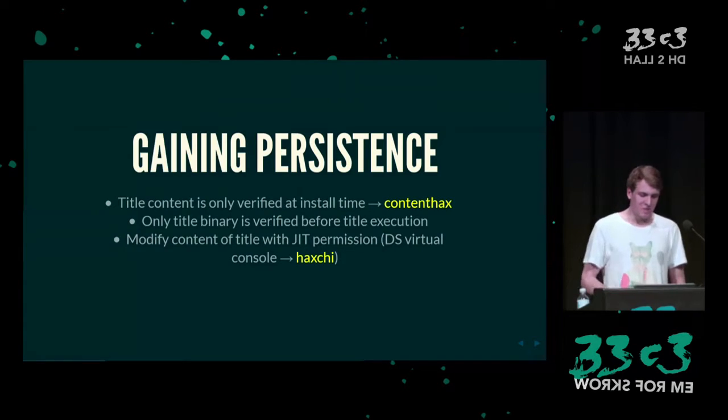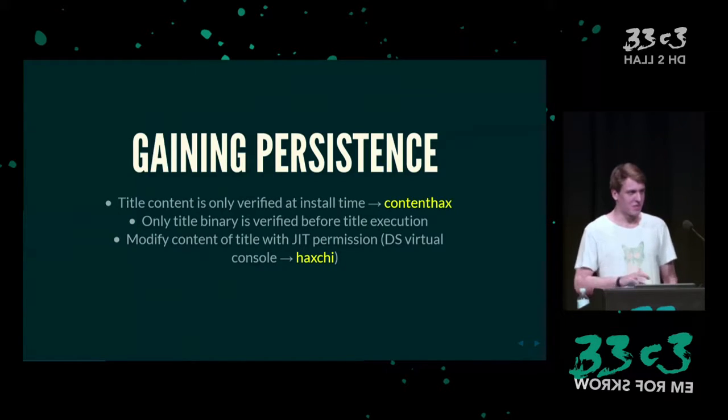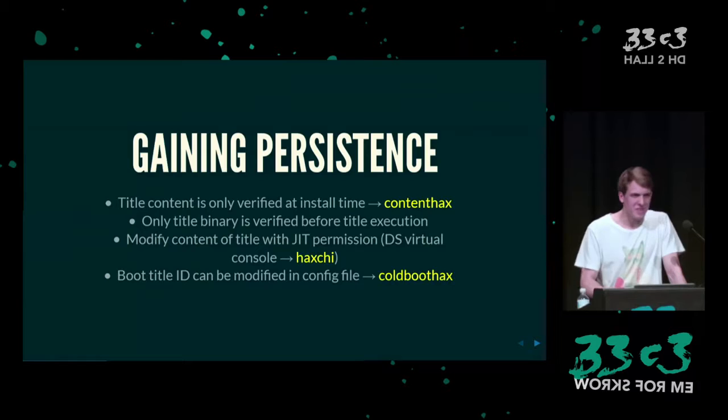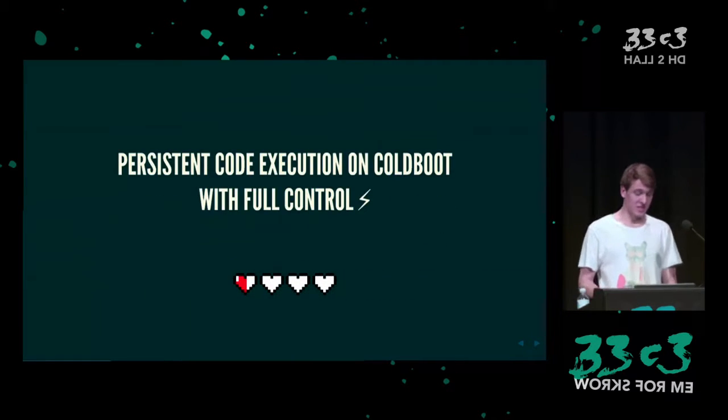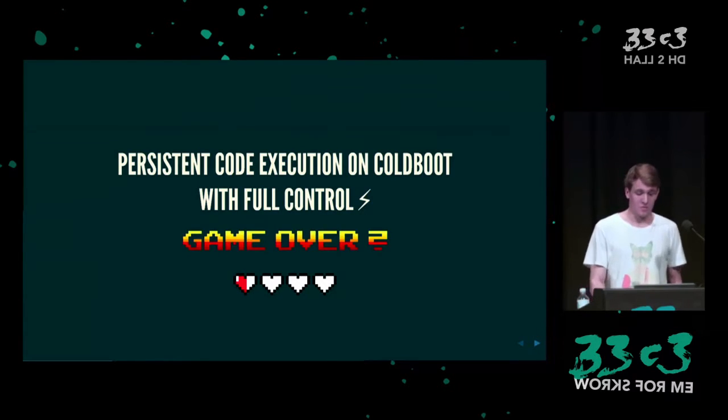And what we did was to overwrite the ROM for a DS game, exploited the emulator, and got user mode code execution again. And another thing is the console contains this config file, which tells it which title to boot. So what you can do is you overwrite the title ID with your modified DS emulator title, and the next time you start up the console, it actually boots into the exploited game. So this gives us persistent code execution on cold boot with full control over the console whatsoever. So game over.